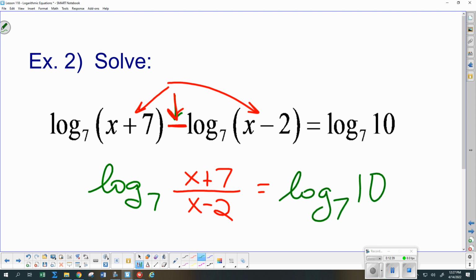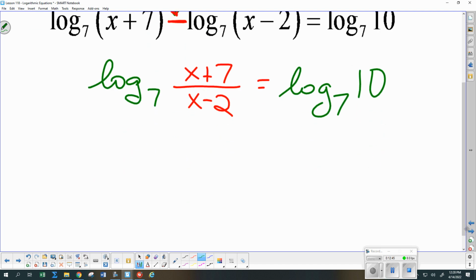Now I have log 7 of something equals log 7 of something. Now we say that the arguments are equal. So now we have x plus 7 over x minus 2 equals 10. What should we do as our next step in this? Austin? But what's my next step to get there?